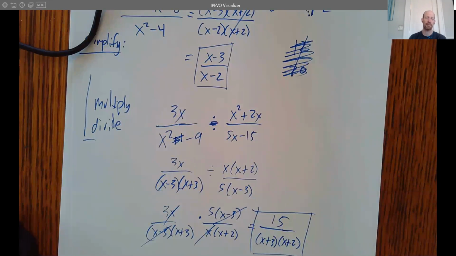So certainly more steps, right? You got two rational expressions. You have to do a little flipping and combining. But in the end, all you are doing is you are factoring and you are canceling.